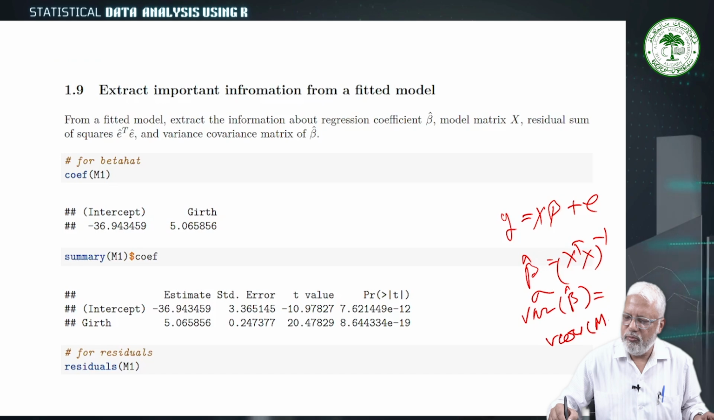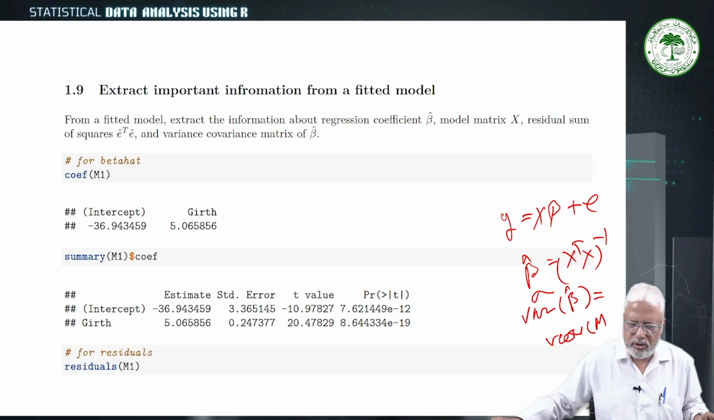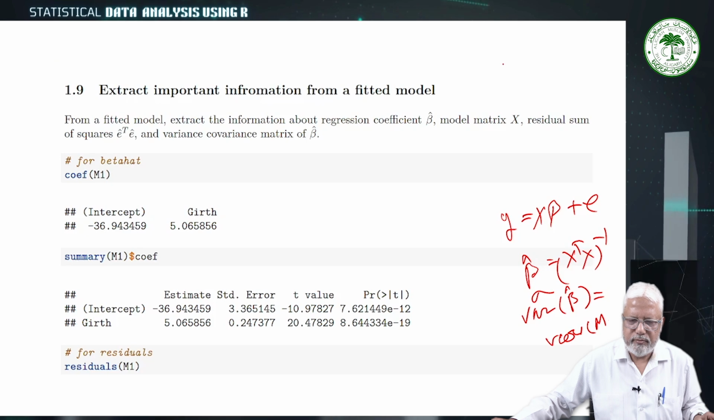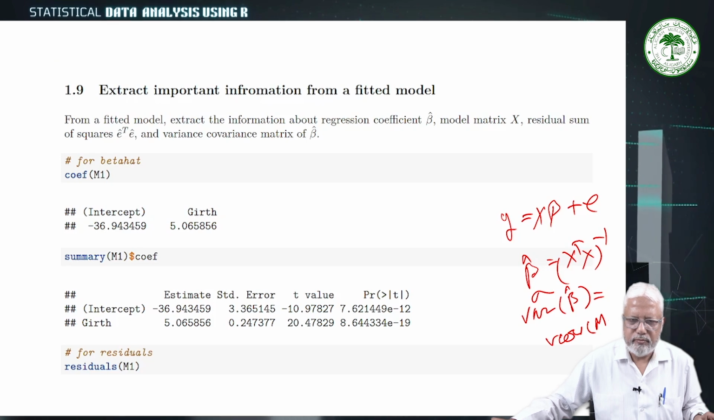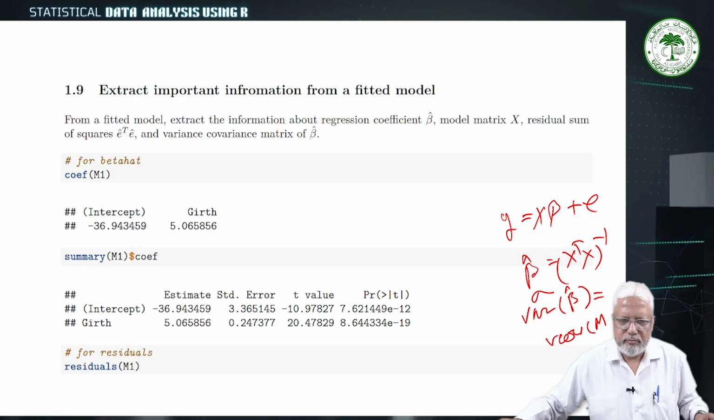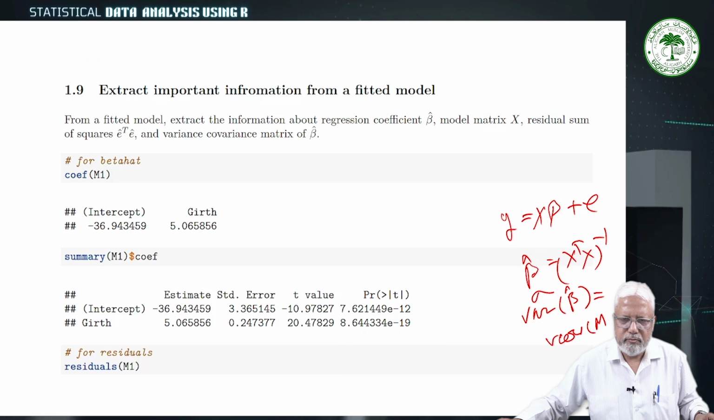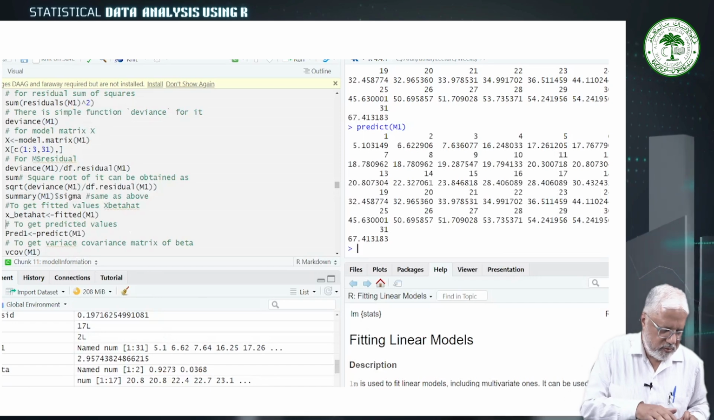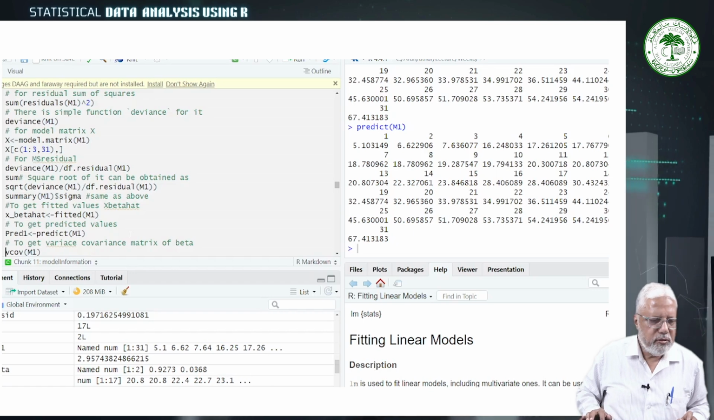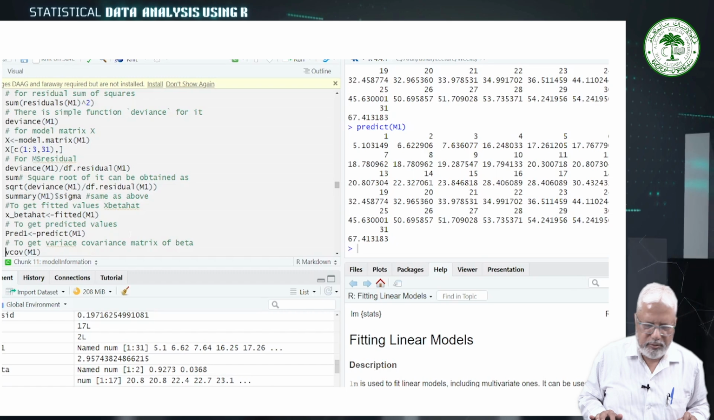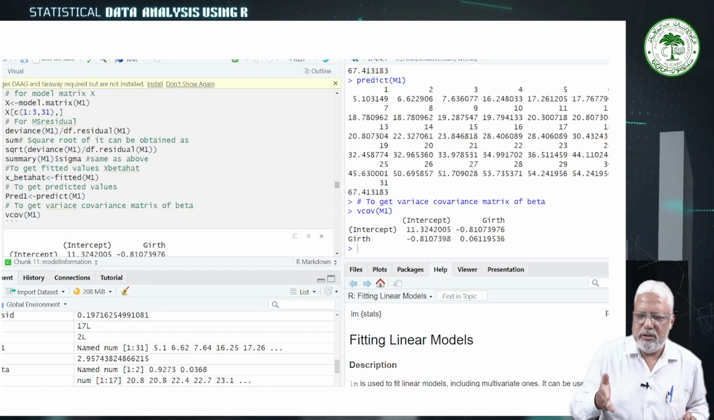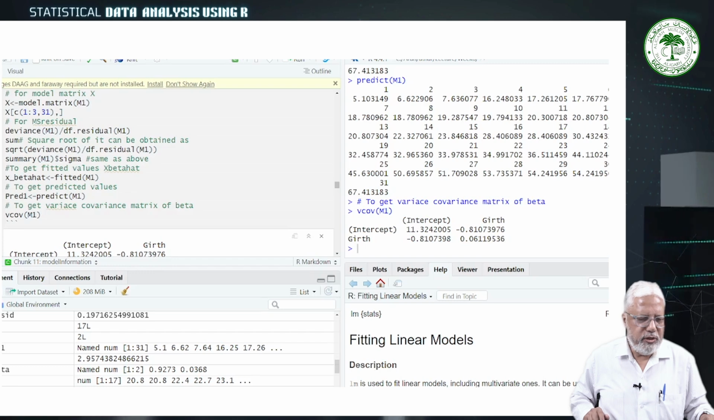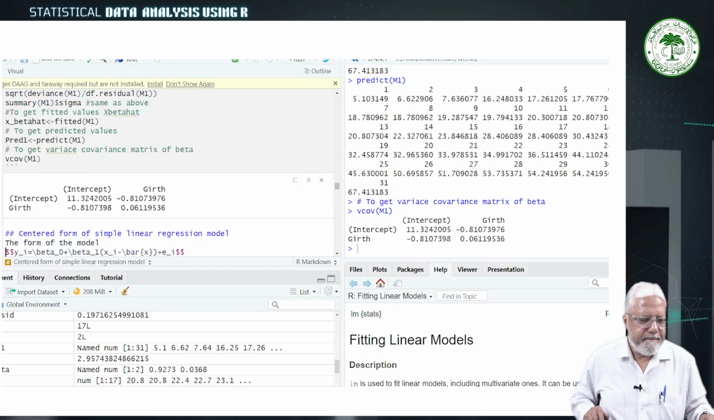VCOV of M1. So that we have used. See, to get the variance covariance matrix of beta hat, it is VCOV M1, and it is this. This is the variance covariance matrix of beta hat.